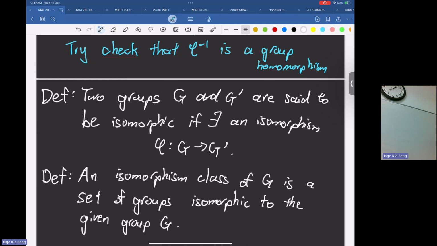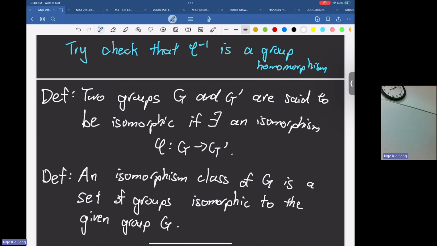In particular, G is isomorphic to itself. What's the isomorphism you can take? What's the map from G to G that is an isomorphism? What's the obvious map from G to G? Small g to small g. So what's that map? The identity map. The identity map is an obvious group homomorphism. So you are equal to yourself.